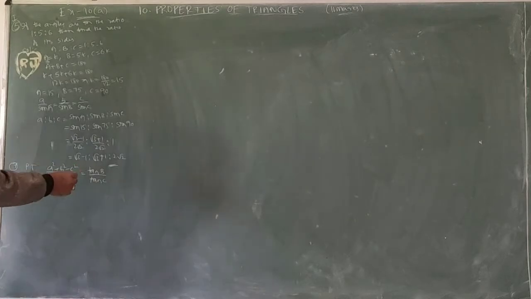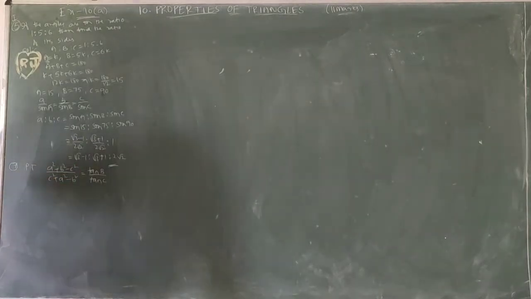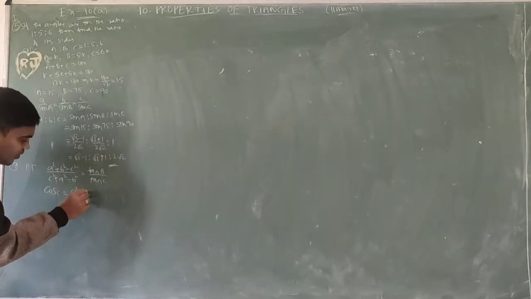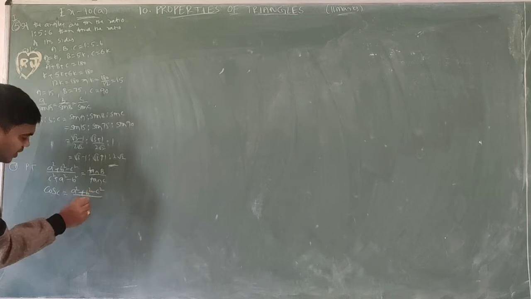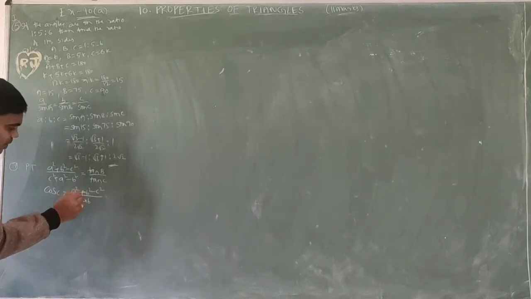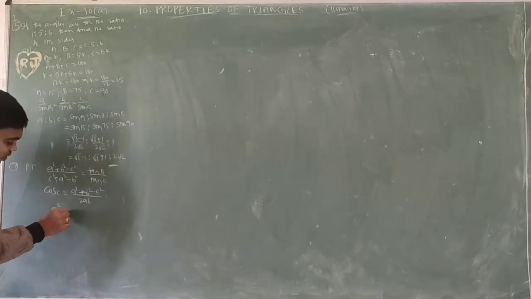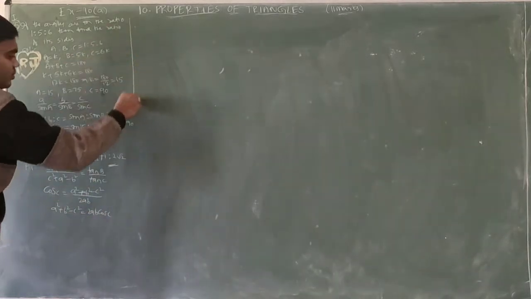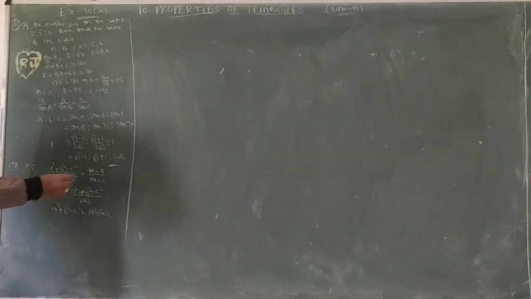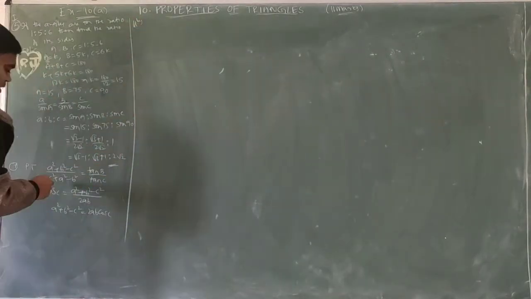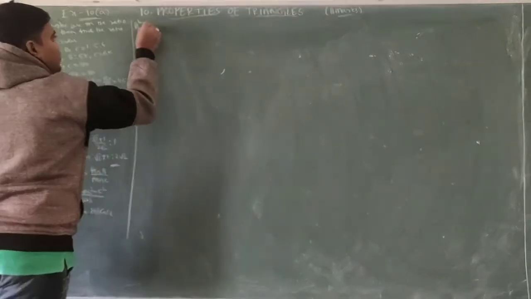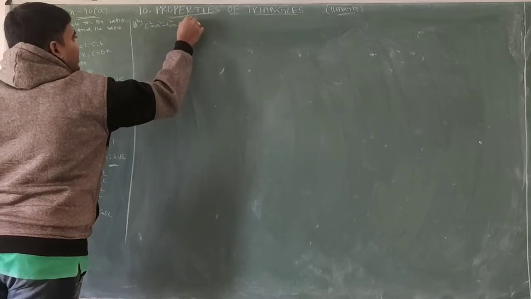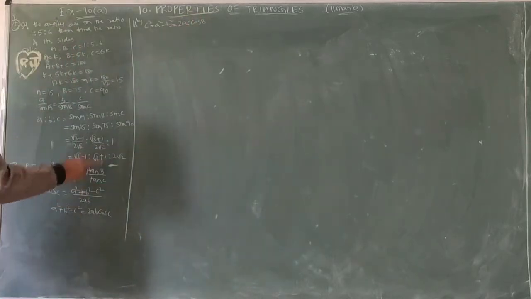Okay, so a square plus b square minus c square. I want to write the cos formula. Cos C equal to (a square plus b square minus c square) by 2ab. Cross multiplication: a square plus b square minus c square equal to 2ab cos C. Similarly, what we need is c square plus a square minus b square equal to 2ac cos B. Like this.